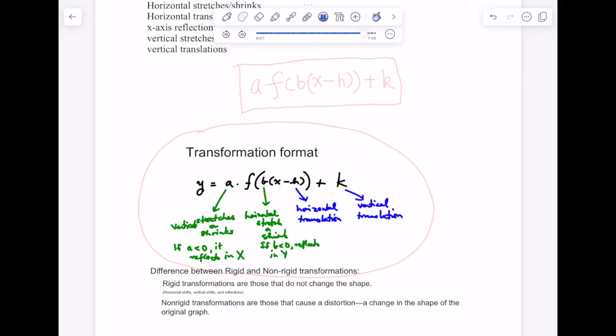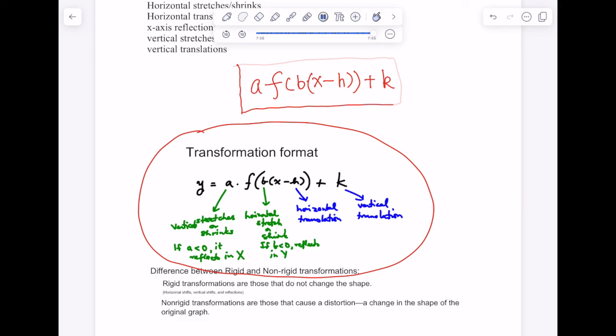Given all these, the standard order of transformation of a parent function is summarized here. Given f of x, you start with the horizontal dilation by a factor of 1 over b, followed by horizontal translation of h. Then you do the vertical dilation by a factor of a, followed by a vertical translation of k units. This requires that you are able to write any transformed function in this transformation format, just as we illustrated in the previous example.